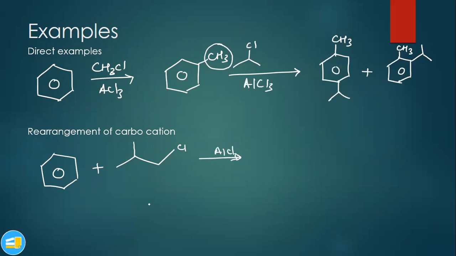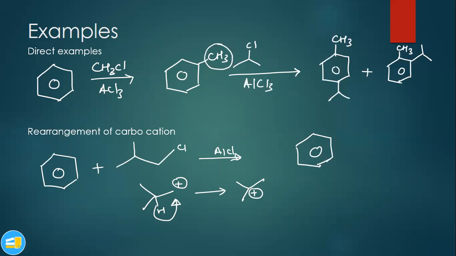What will be the product? The first carbocation which will be formed in this reaction will be this carbocation, which by migration of hydrogen or rearrangement will get converted into this carbocation. Now you don't have any difficulty in product formation, because this is just a simple benzene ring, so you can attach the carbocation directly to the ring. So this will be your final product.